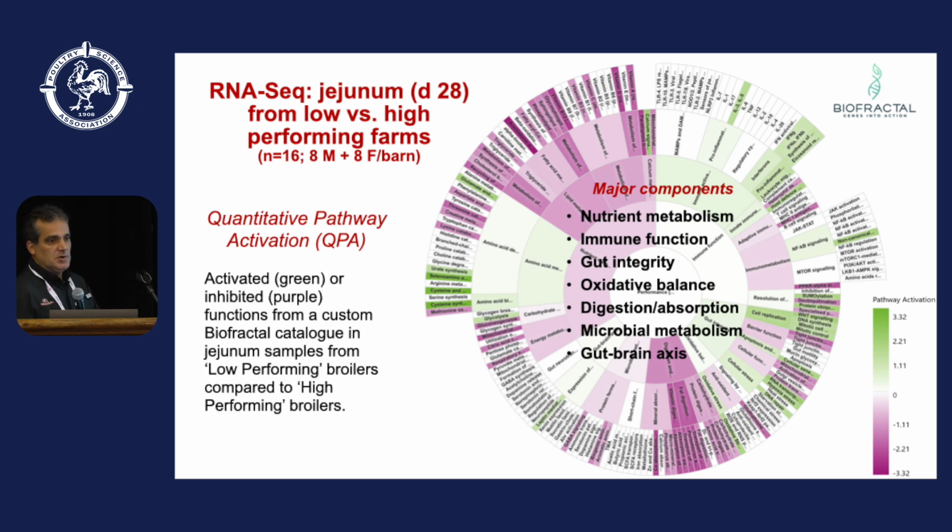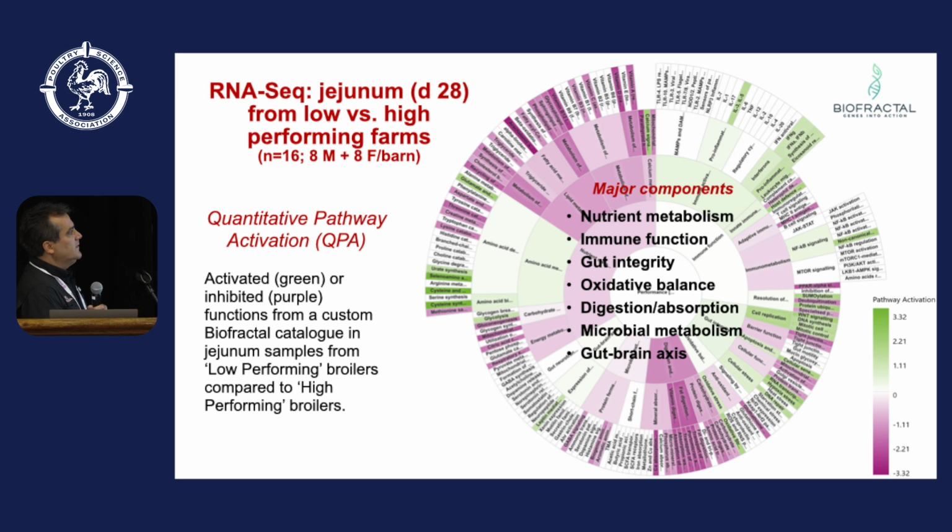We went to farms that are considered low performing or high performing, and collected 16 samples, 8 males and 8 females, or 8 birds. Did lesion scorings. These farms had a history of exposure to coccidiosis, just like almost every other farm in the US. And we did RNA-seq, and our collaborators, I don't know if Dr. Romero is here in the room, he did a really nice job coming up with a new quantitative pathway activation method to assess how these two entities, based on performance, so putting it in context of performance.